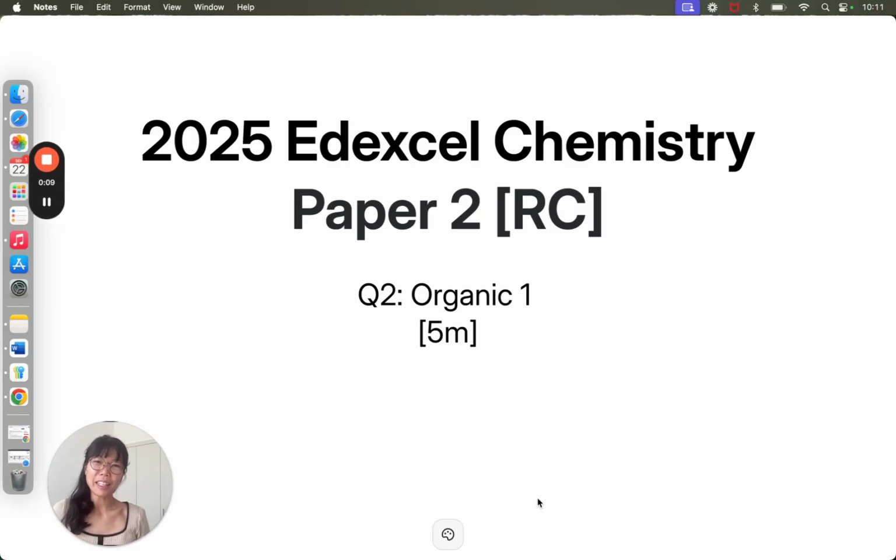Hi there, we're looking at question 2 of 2025 paper 2. Take note, it is again the regional centre paper, that means it's the regional one. So for every year there's always 2 papers coming out, one is the centre and one is the regional centre. So take note, this is the RC paper. So question 2 is only 5 marks on organic 1, so let's get started.